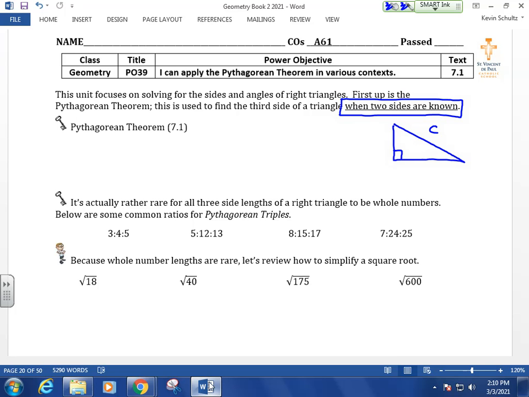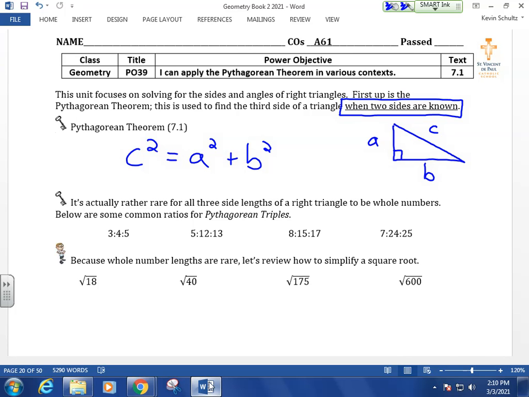And then the other two sides, called the legs, are labeled A and B. And it does not matter which one is A and which one's B, okay? The only one that really matters is C. And the Pythagorean theorem looks like this: C squared equals A squared plus B squared. I put my C squared first because of what we're going to do in PO40. But if you put A squared plus B squared equals C squared, it's the same thing, doesn't make a difference. But I put this first just to kind of lead into PO40, which we posted later this week.